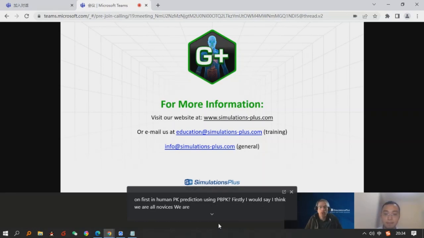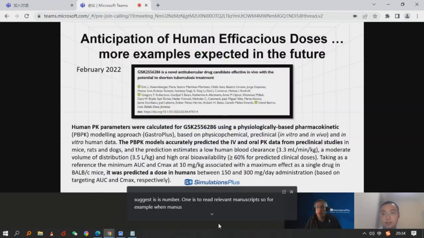We are always learning, and with every opportunity, there is more to learn. When you're new to this, obviously there is more to learn, but as I say, we're always learning. And what I would suggest is number one is to read relevant manuscripts. So, for example, when manuscripts like the one on the screen come out, read those to learn from what other companies are doing in this space. So that's number one, read publications.